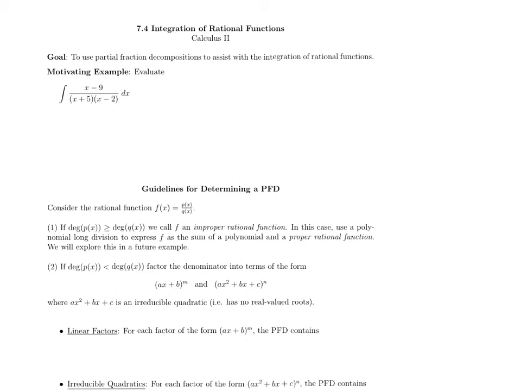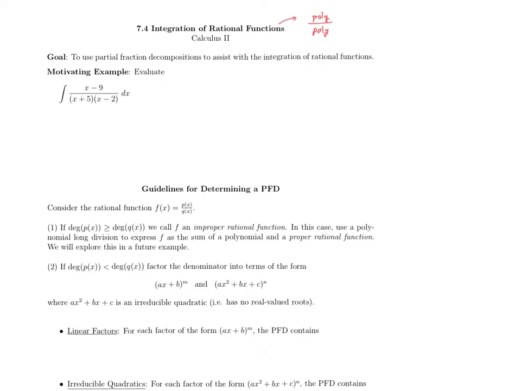Good day and welcome to the first part of our discussion on integrating rational functions. Just to make sure that we are all on the same page from the starting point, a rational function, recall, is a polynomial divided by a polynomial. For example, the function (x - 9)/((x + 5)(x - 2)) is a polynomial over a polynomial and is a rational function.